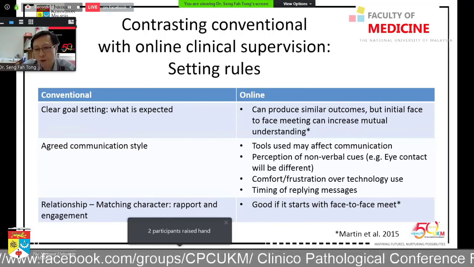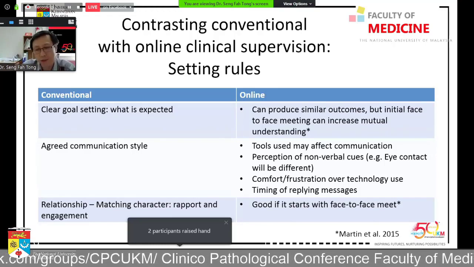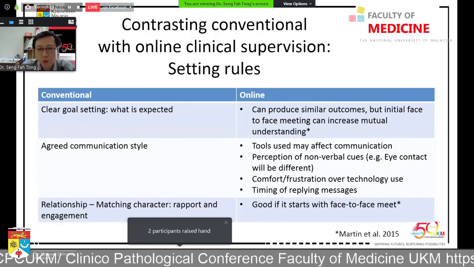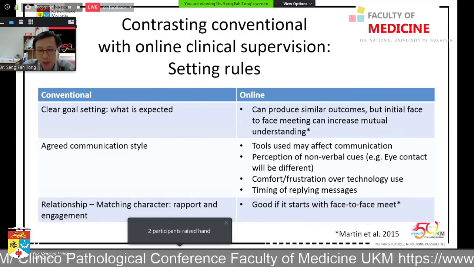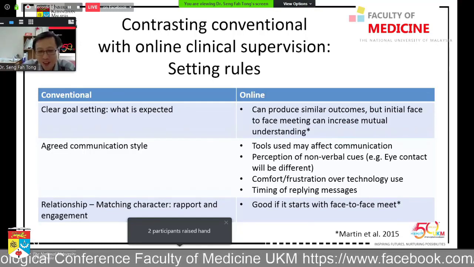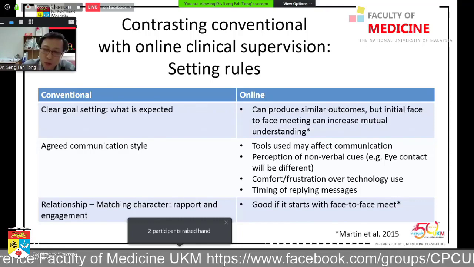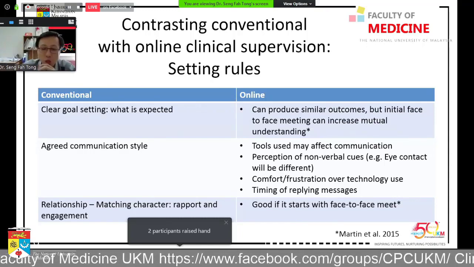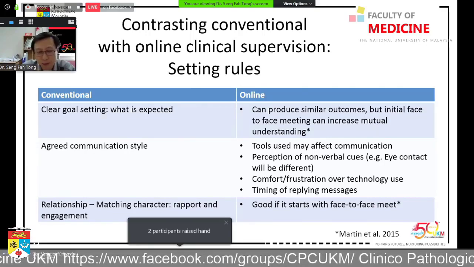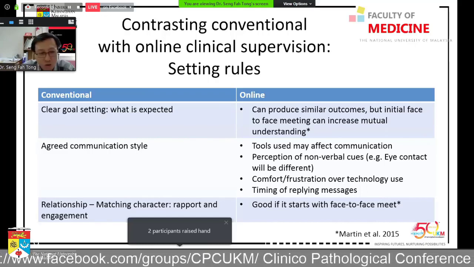But an initial face-to-face meeting has been shown to increase mutual understanding, because online, not all non-verbal cues can be picked up. Just now I showed you a picture where a person is drinking coffee while on a synchronous session. Of course, many things that we do on one side are not observable on the other side, okay? So we can't capture a lot of non-verbal cues, and hence the rapport and establishing our best relationship might not be that strong.